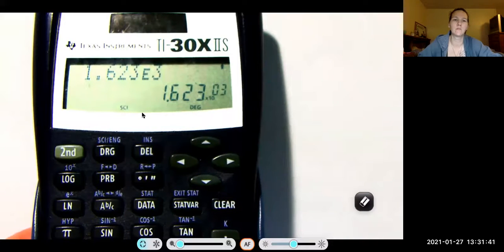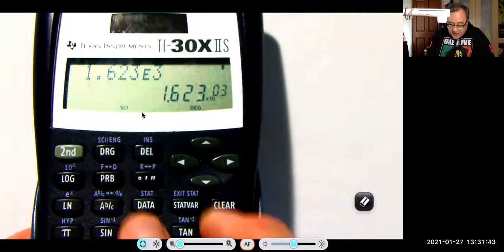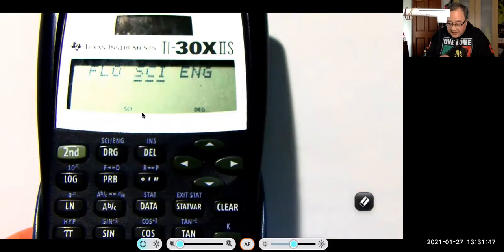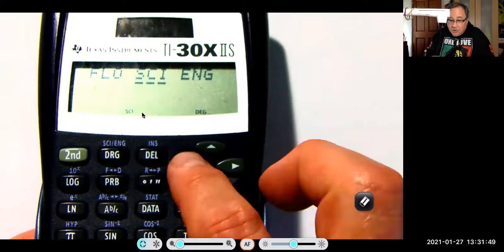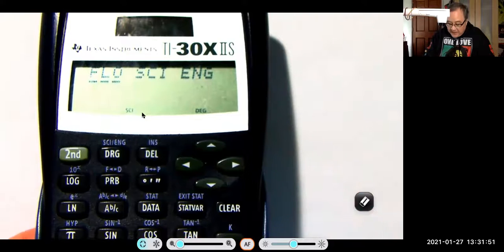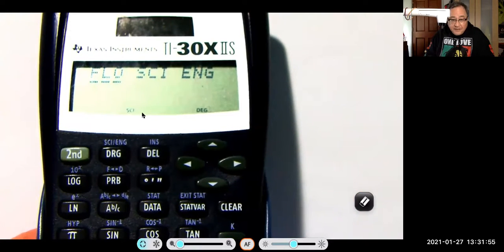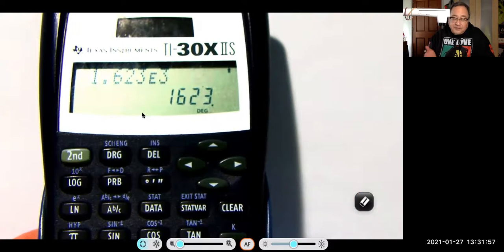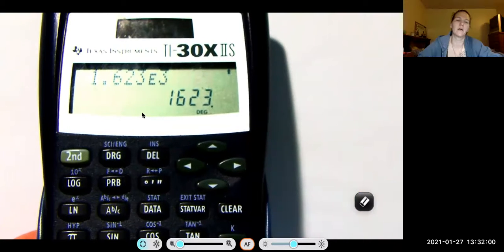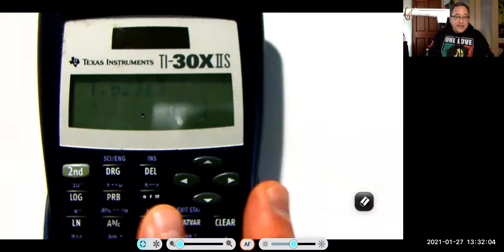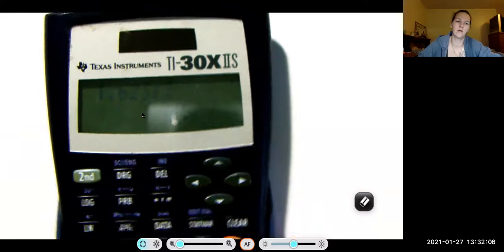Yeah. Now, watch what happens when I hit second science engineering, and I'm going to use my scroll button to scroll to flow, and I'm going to put equal or enter, and it changed the number to fixed decimal. Okay. So your calculator can actually do these things for you, and you can check them. Perfect.